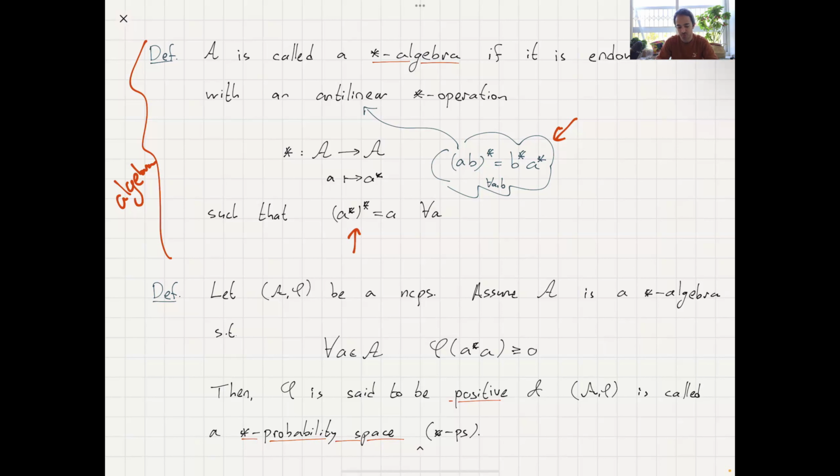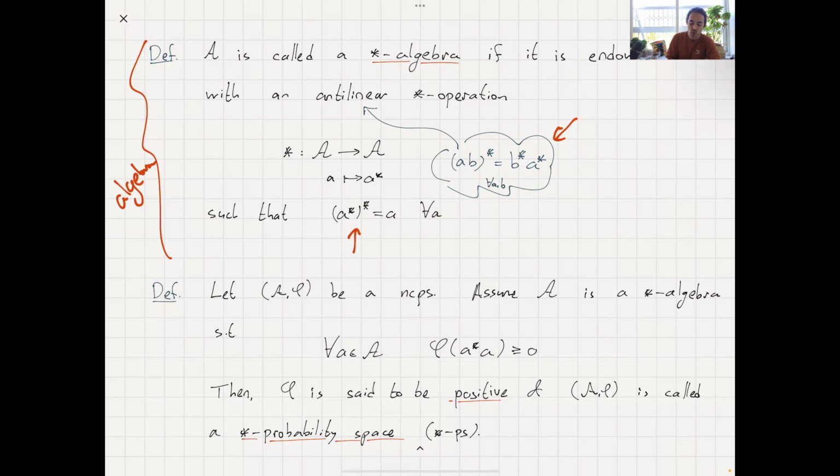Okay, so you've seen that, right? For example, for matrices, you have the star operation. For complex numbers, you have conjugation. Right. Good. So that's at the level of an algebra. A star algebra is an algebra that is equipped also with a star operation.